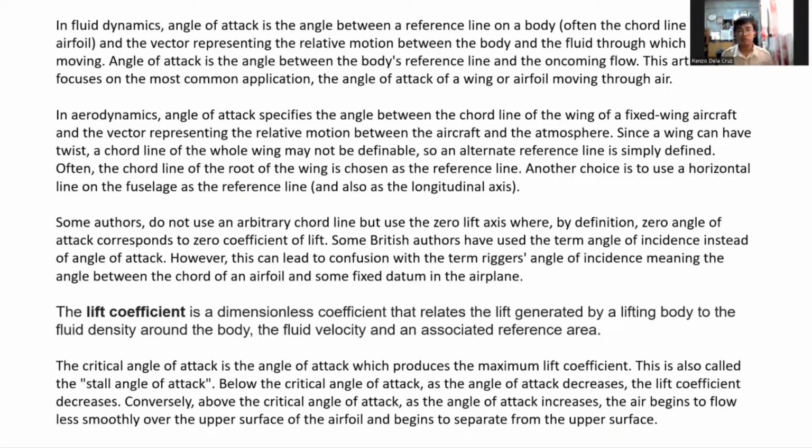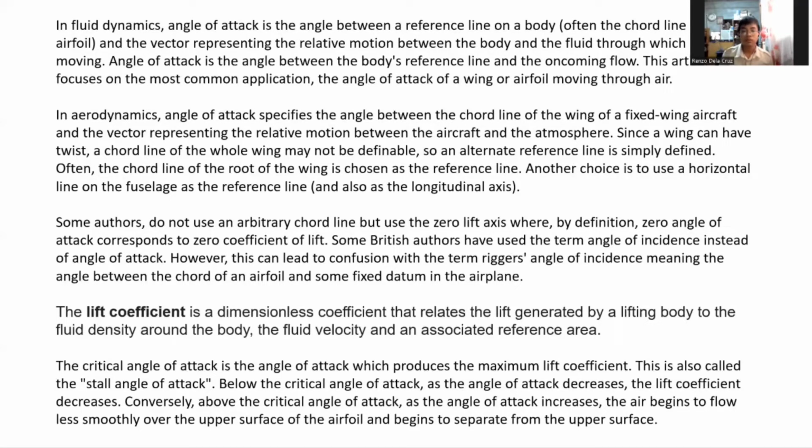In aerodynamics, angle of attack specifies the angle between the chord line of the wing of a fixed-wing aircraft and the vector representing the relative motion between the aircraft and the atmosphere. Since a wing can have a twist, a chord line of the whole wing may not be definable, so an alternate reference line is simply defined. Often, the chord line of the root of the wing is chosen as the reference line. Another choice is to use a horizontal line in the fuselage as the reference line, and also as the longitudinal axis. Some authors do not use an arbitrary chord line, but use the zero lift axis, where by definition, zero angle of attack corresponds to zero coefficient of lift.